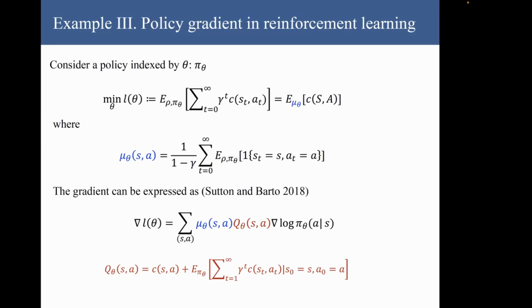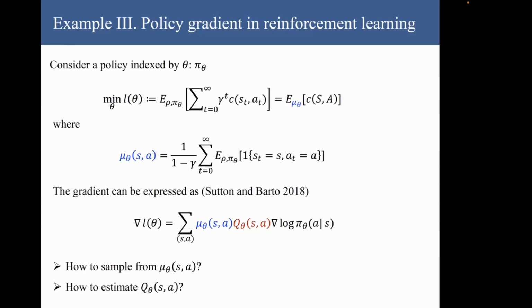Now, the challenge here is basically how do we sample data from this occupancy measure? And also how do you come up with a good estimator of the state action value function? So this is almost the same challenge as how do you estimate the value function here. I'm going to come back to all these questions later, but this is the classic problem that motivated me to study stochastic gradient descent in an adaptive environment.